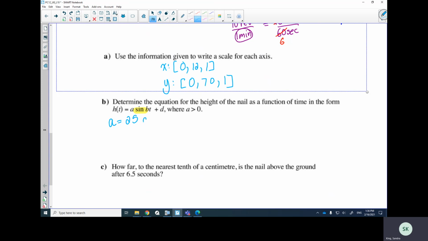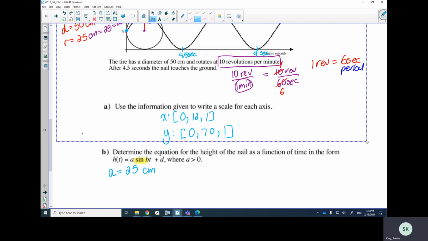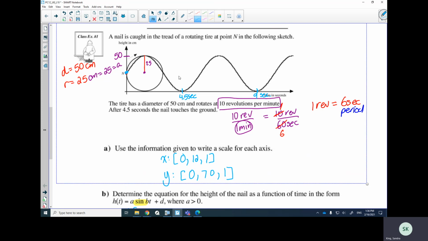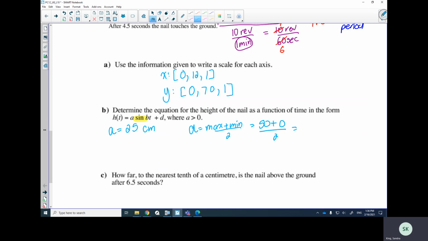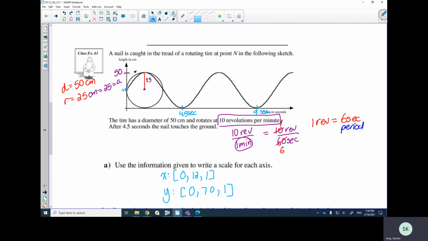I guess it would be centimeters. That's my amplitude. What is your D value? Marley, what would the midline of this graph be? 25, yeah. Let's just double check doing the math though. So for the D value, remember that D value is max plus min divided by 2. A value is max minus min divided by 2. So the D value, the max was 50, the min was 0, divided by 2. 50 divided by 2 is 25. So my D value, the midline of this graph, is also at 25 centimeters. Okay, so I'm going to put that midline in.